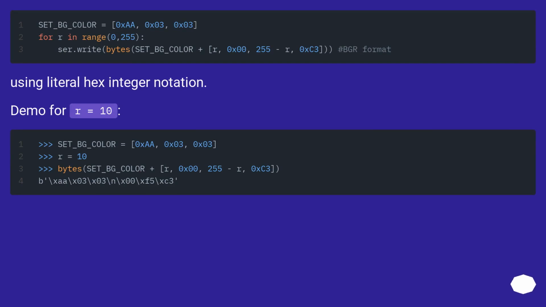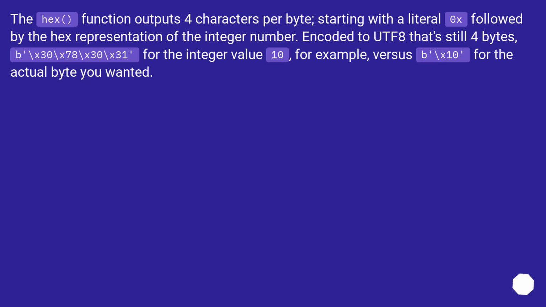using literal hex integer notation. Demo for i equals 10. The hex function outputs 4 characters per byte, starting with the literal 0x followed by the hex representation of the integer number. Encoded to UTF-8, that's still 4 bytes, the apostrophe per.